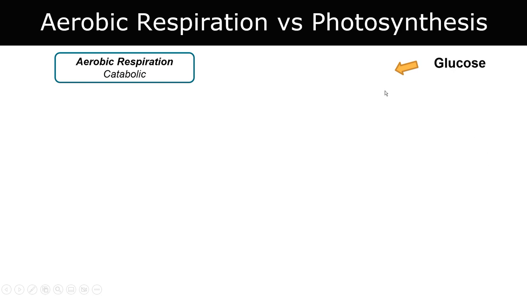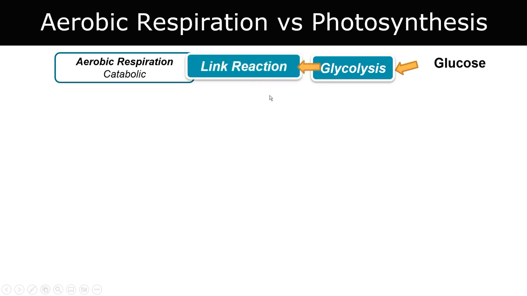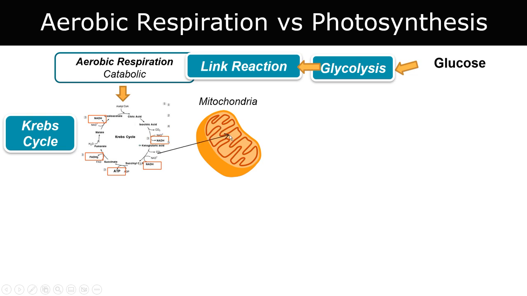The first step of that catabolic reaction is glycolysis, which produces 2 molecules of pyruvate, and that occurs anaerobically in the cytoplasm. Then that pyruvate enters the link reaction in the matrix of the mitochondria, where pyruvate is converted into acetyl-CoA. Once we're in the matrix and we have that acetyl-CoA, this molecule can enter the Krebs cycle, which is again occurring within the matrix of the mitochondria.